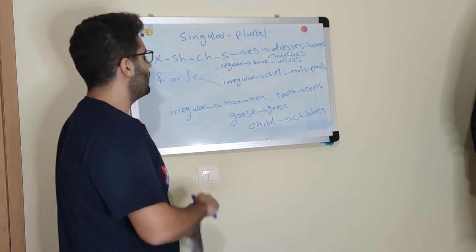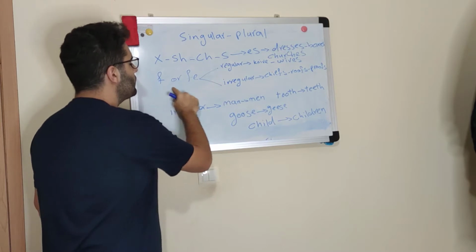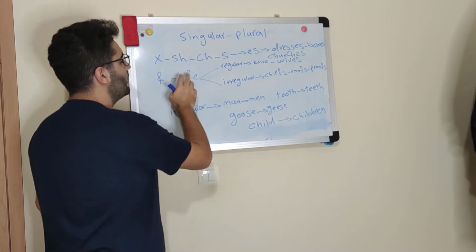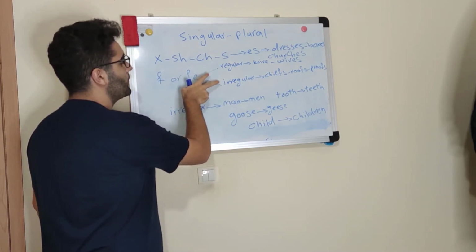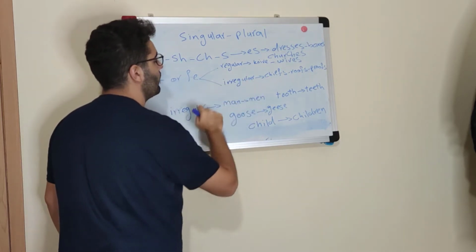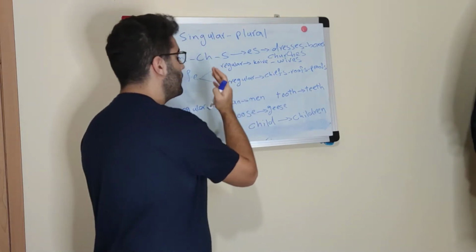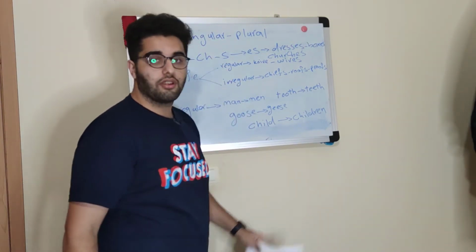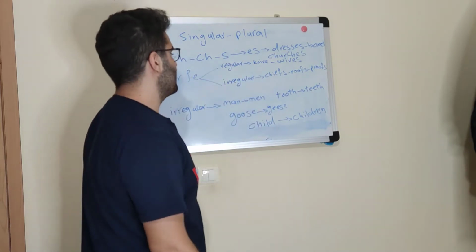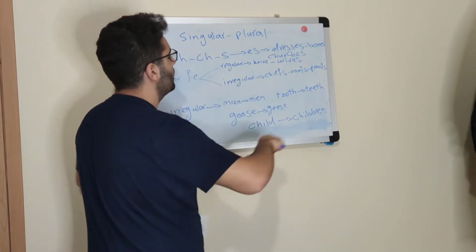The next group are the words which end in F or FE. This group actually is divided into two types. One of them is regulars, and the other one is, of course, irregular. As I said in the beginning of the video, we are going to encounter some irregular nouns as well. Regulars, in regulars, knife.